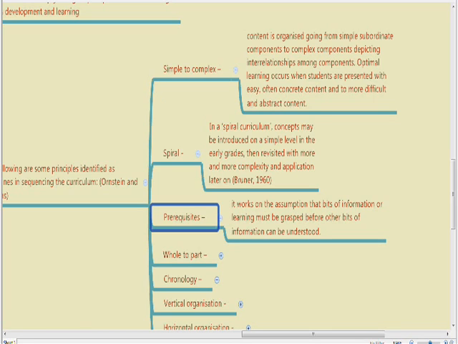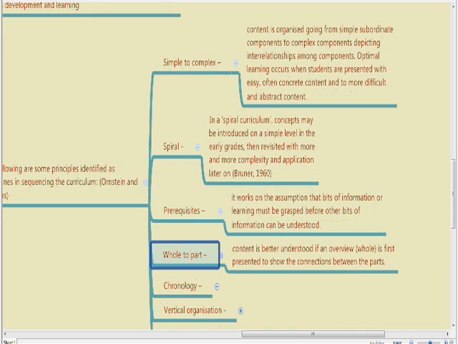If you can't do this list of things, then how do you sit in my class? I mean, how do you grasp? There are certain assumptions that need to be made because I cannot cover indefinite variations, right? So there is a whole notion of prerequisite, whole to part. Content is better understood if an overview of the whole is first presented and then the connection between the parts.